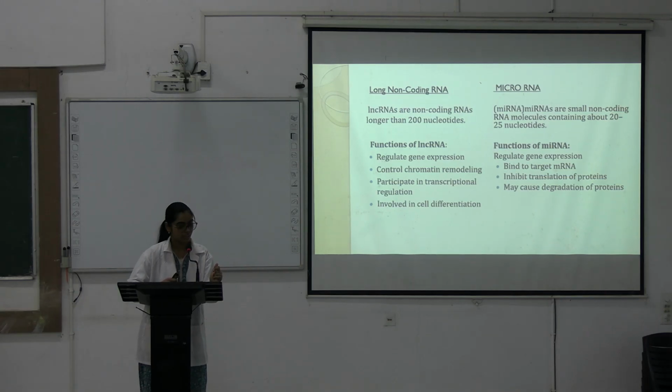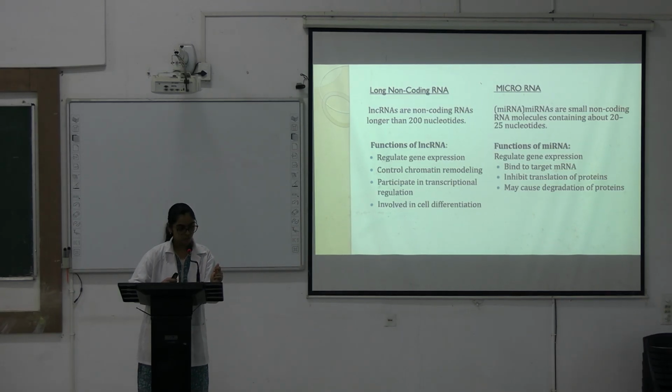Finally, the microRNA. MicroRNAs are small non-coding RNA molecules which contain approximately 20 to 25 nucleotides. Their major function is that they bind to target mRNA and inhibit translation, thus preventing protein synthesis. In some cases, they also lead to degradation of mRNA. Abnormal microRNA expression is associated with several diseases, including cancers.